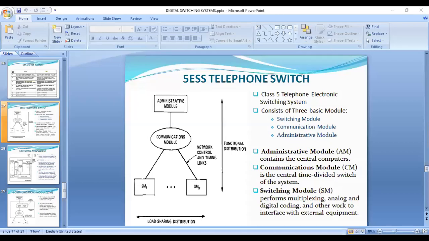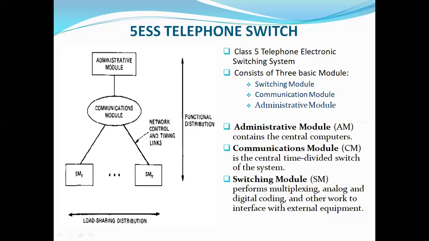So in this section we will discuss the 5ESS switching system. The 5ESS telephone switch is basically a fifth generation, class 5, electronic telephone switching system. It is a very efficient and very elegant switching system that started in North America from AT&T Bell Labs. It has 3 units.